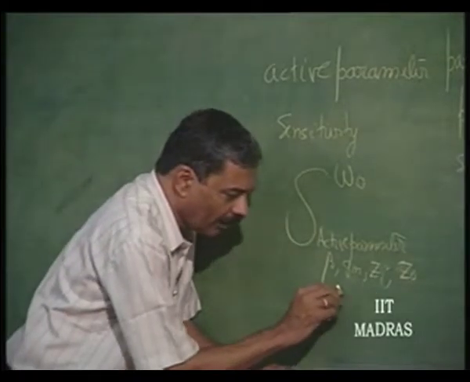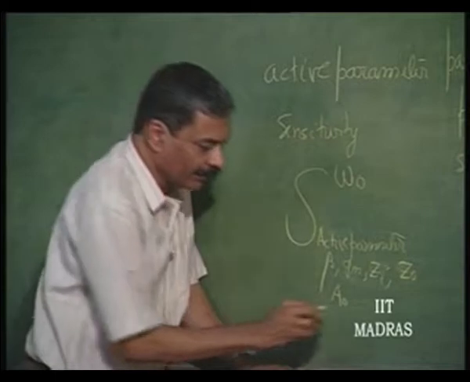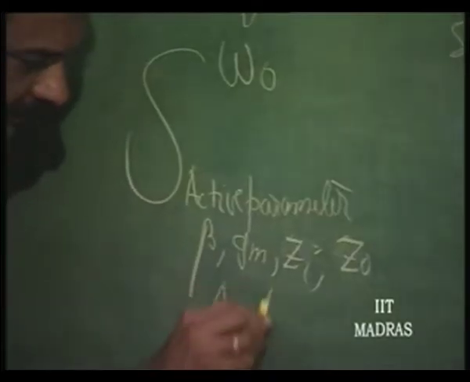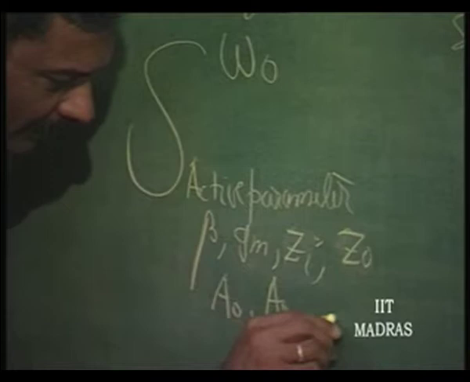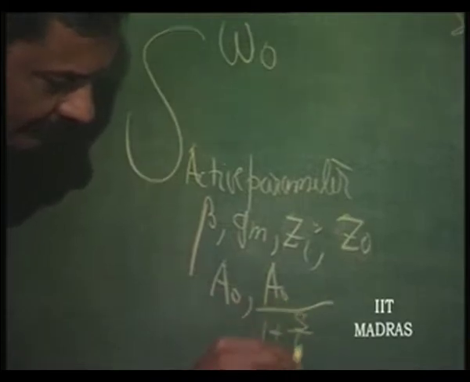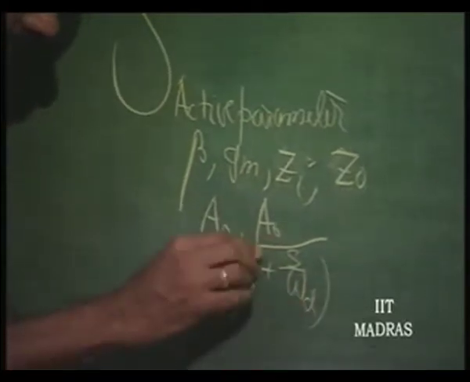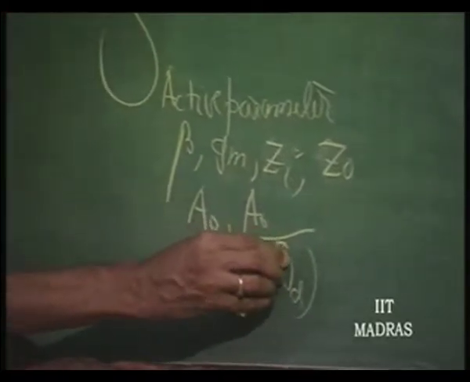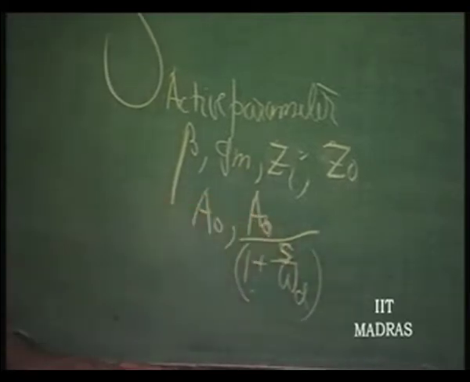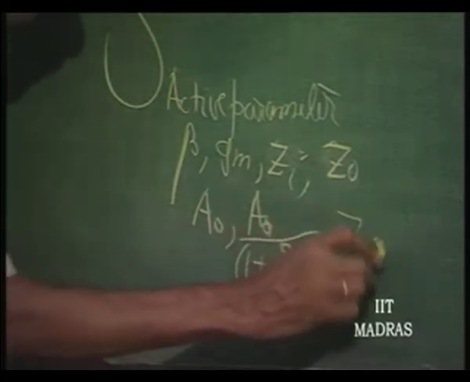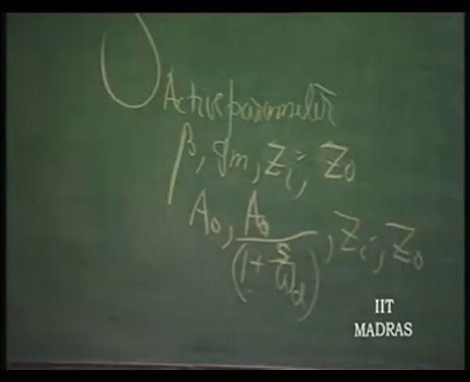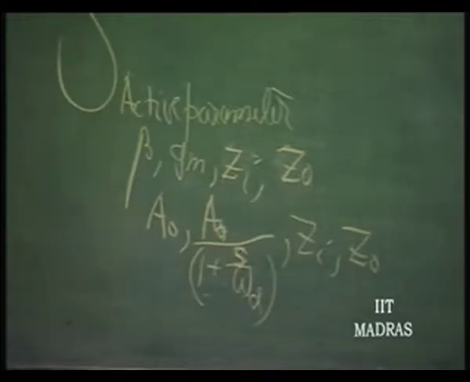Similarly, in the case of op amp, A naught, the open loop gain, and actually A naught also depends upon frequency. This is called the bandwidth, let us say the dominant pole. We will discuss this later. The gain has a frequency dependence. Again, input impedance and output impedance. These are the parameters which are responsible for changing this.